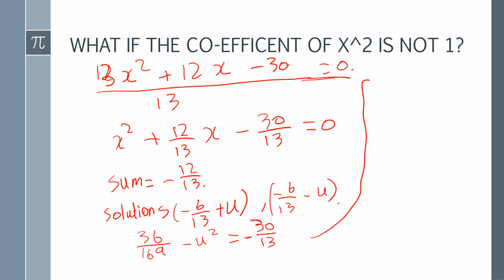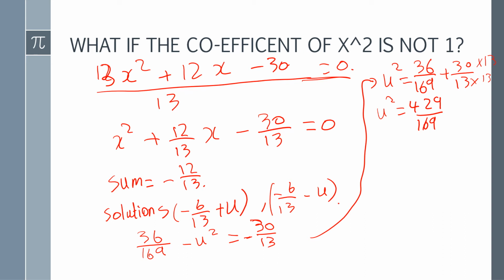Then you're going to make u the subject of the formula. Let's just start with making u squared first. So u squared equal to 36 divided by 169 plus 30 divided by 13. Okay, and then that should give you an answer of, give me a moment, 426 divided by 169. You literally multiply this by 13 and multiply this by 13, and then you add them up. So u squared is 426 divided by 169.